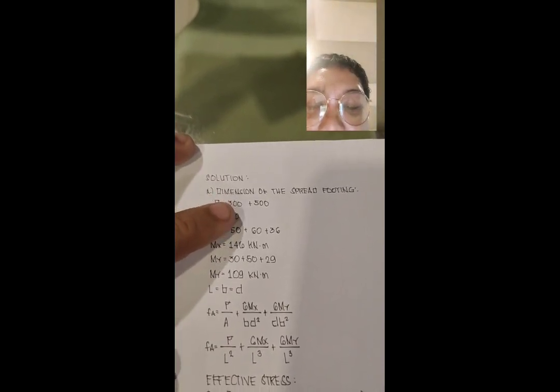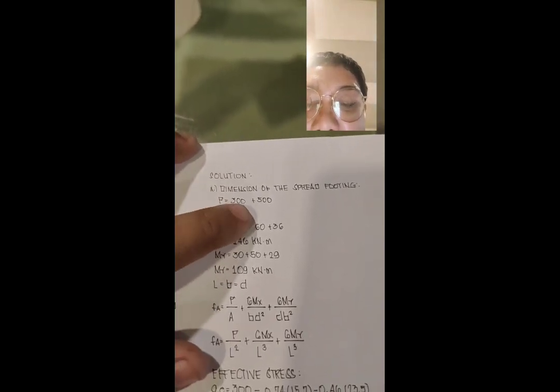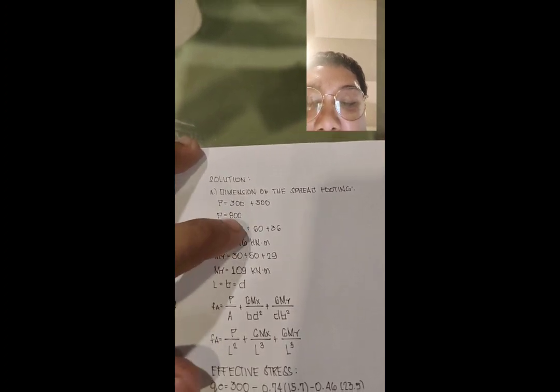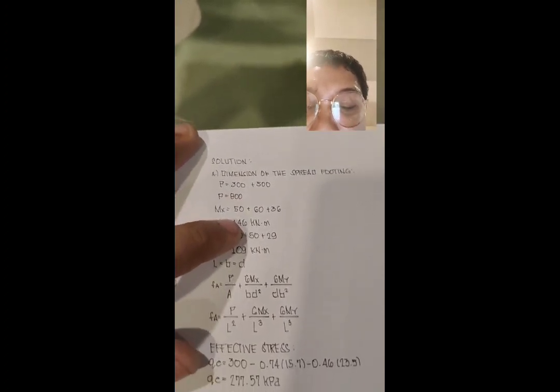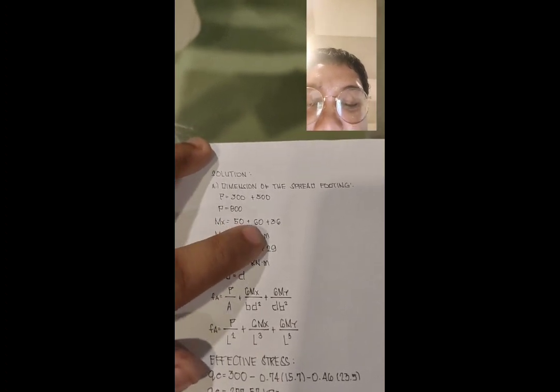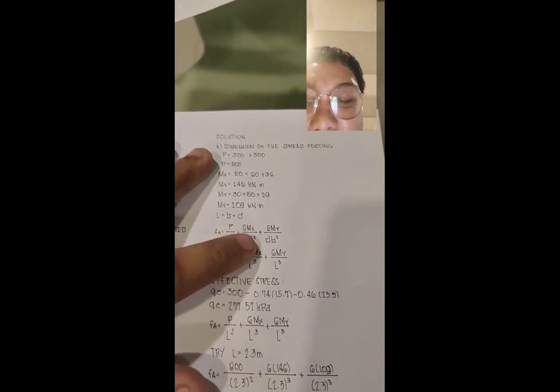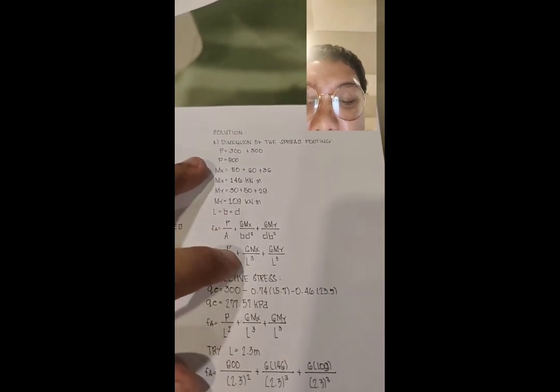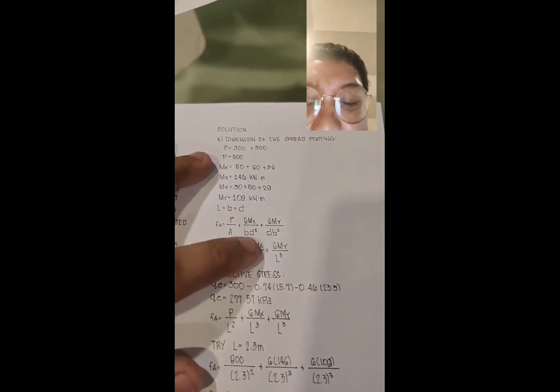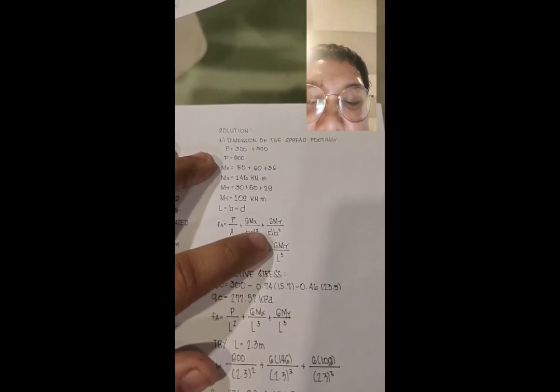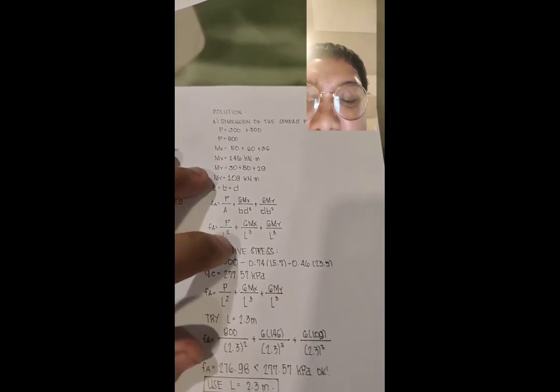So solution, the dimension of the spread footing, we have P, dead load na 300 plus 500 live load. We get the force 800 kilonewton. Yung moment at X natin, total, 50 plus 60 plus 36, we get 146 kilonewton meter. And for moment ng Y, we have 30 plus 50 plus 29, get a total of 109 kilonewton meter. So L is equal to B is equal to D. So we have here FA is equal to P over A plus 6Mx all over BD square plus 6My all over BB square. So we're getting this formula here.